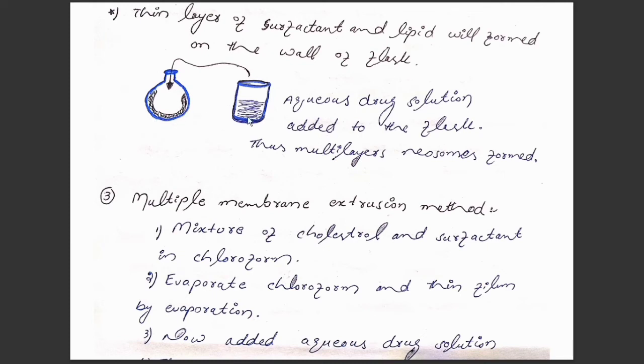And in the next step we will prepare the aqueous drug solution. We will take water and we will add the drug, so we will get an aqueous drug solution. This aqueous drug solution will be added to the flask, so we will get multilayer Niosomes.